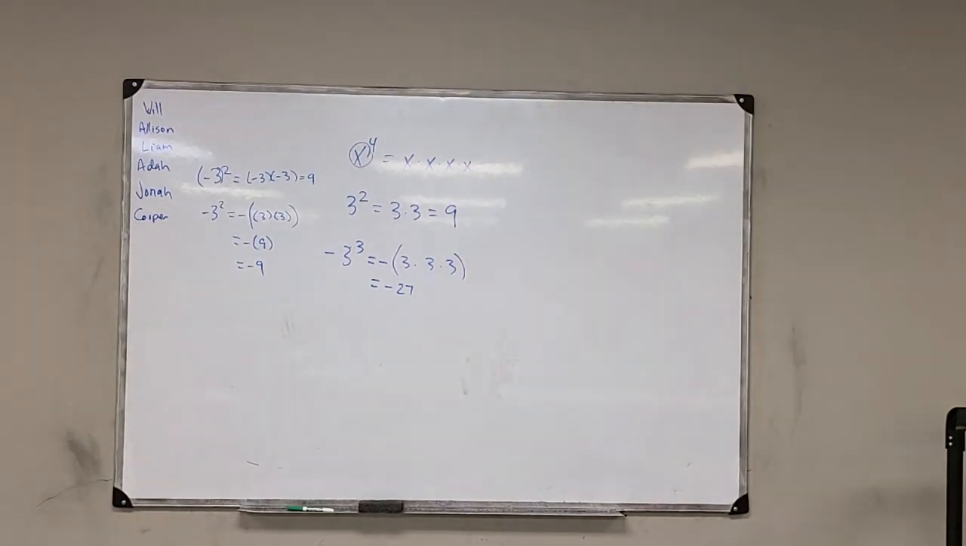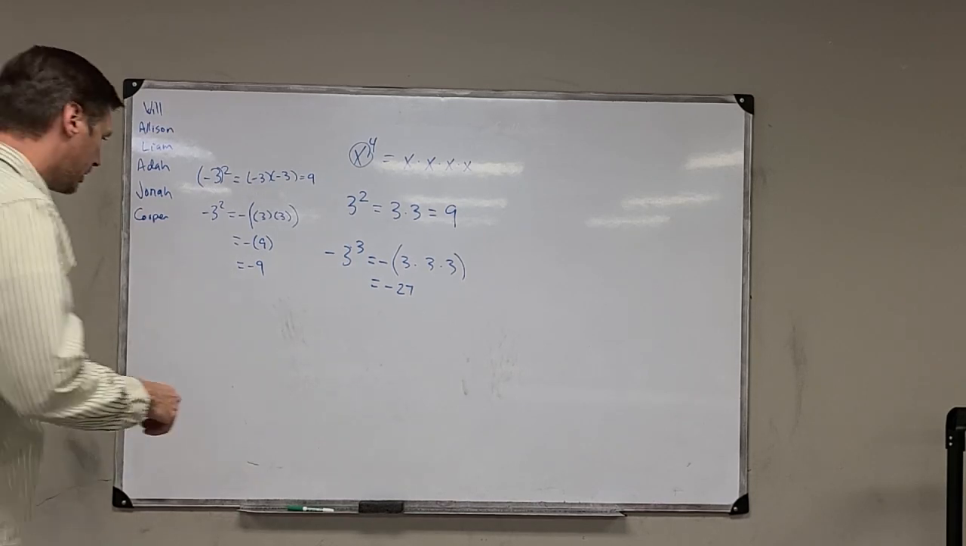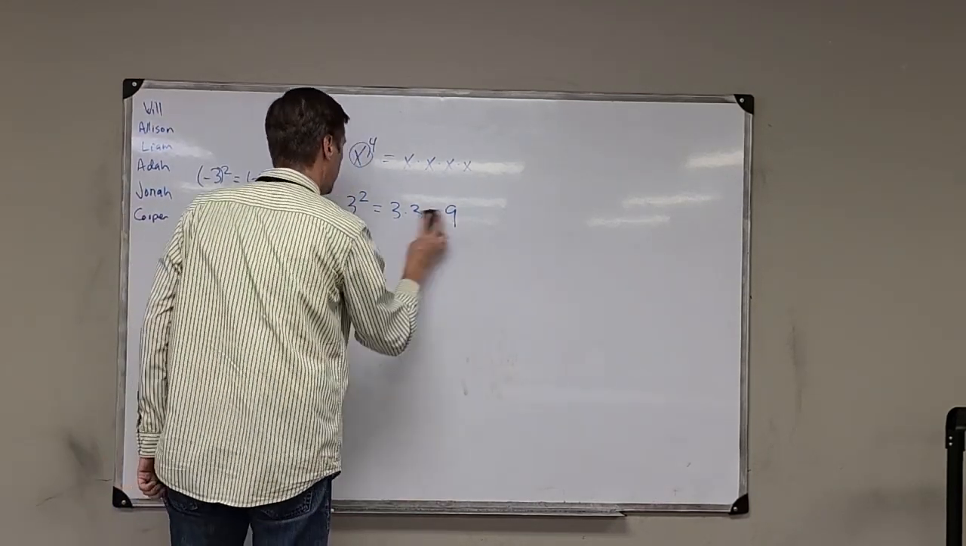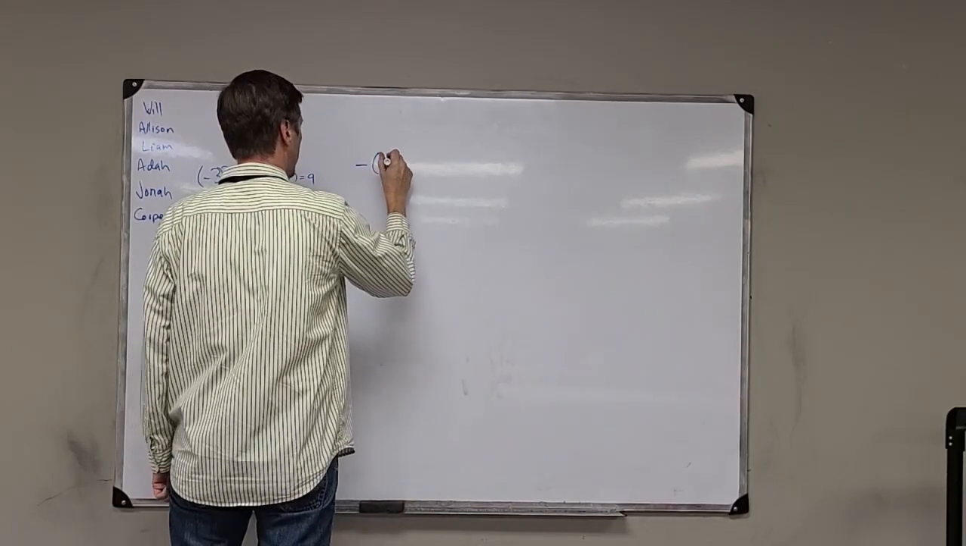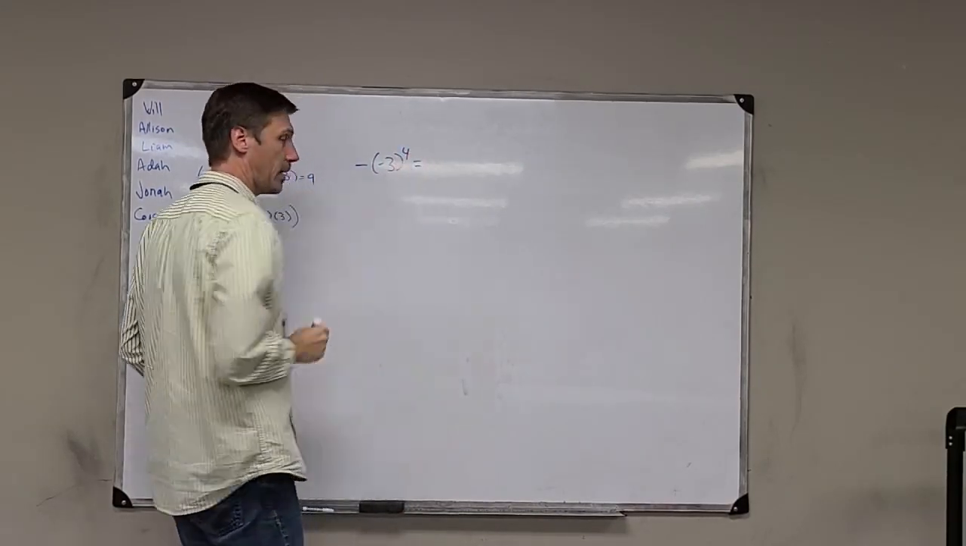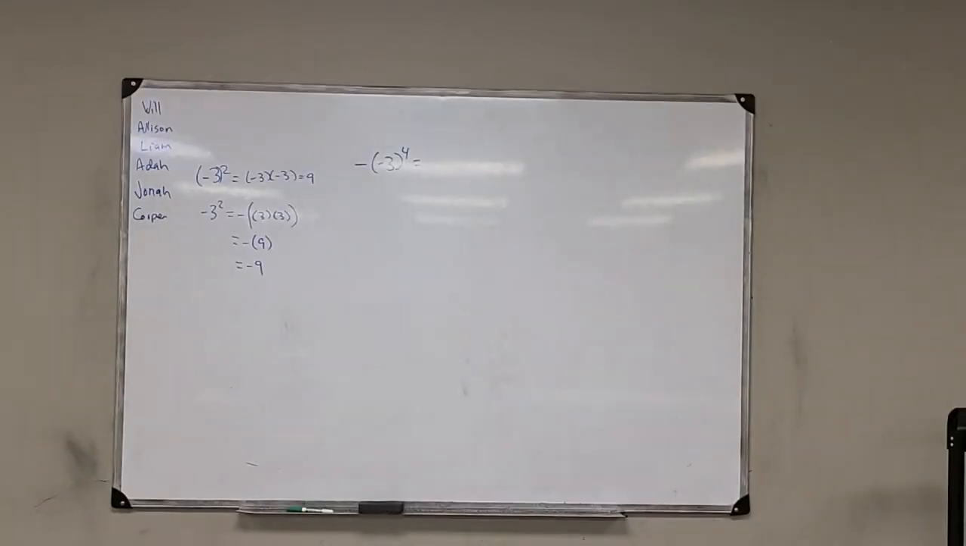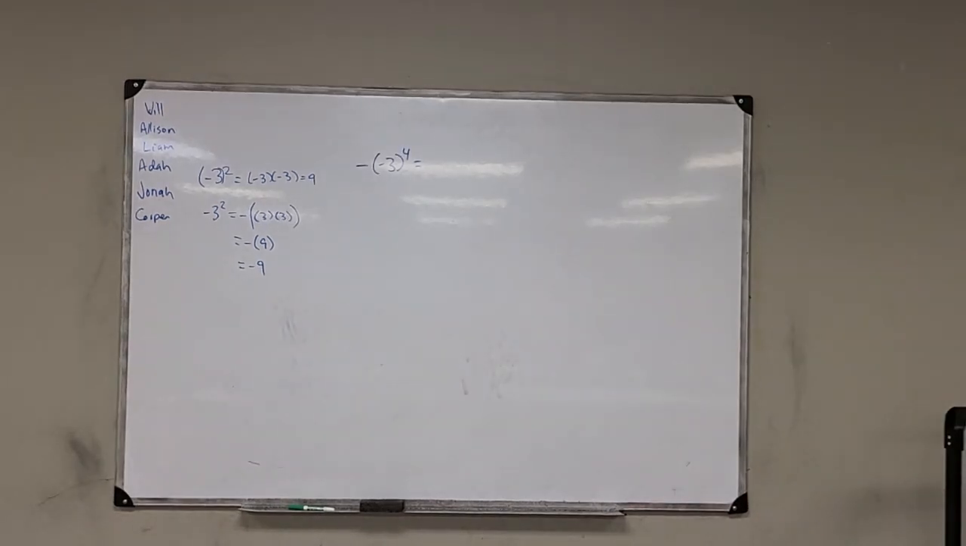Yep. All right, let's try another one just to make sure that we're getting it. So what if we had -3 to the 4th? What about that one? How would I think about that?